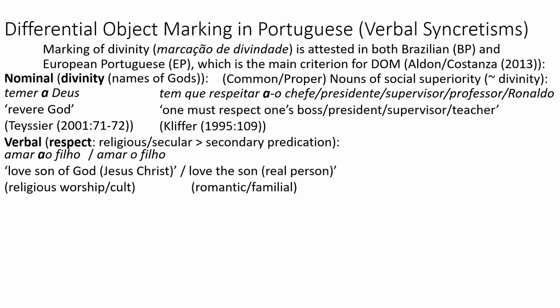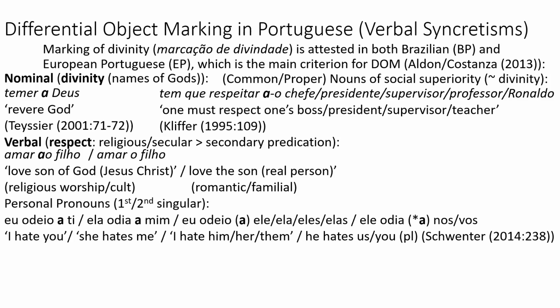Okay, so in the first one, ao filho denotes the son of God, so Jesus Christ. The second, however, without "a," means to love the son, a real person. The first example denotes worship, a religious cult, whereas the second one denotes familial love.